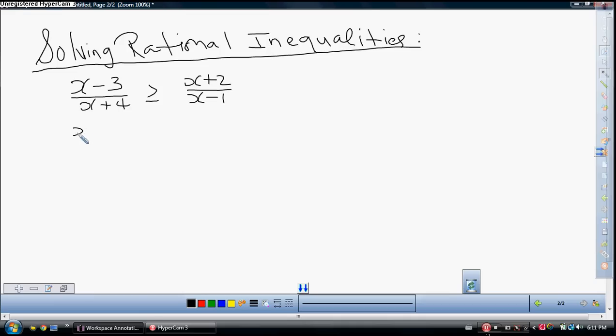So I go (x minus 3) divided by (x plus 4) minus (x plus 2) divided by (x minus 1), and that's greater than or equal to 0. So I've succeeded in removing this rational expression from the right side.